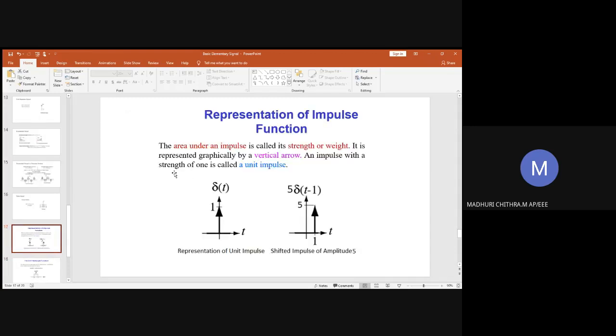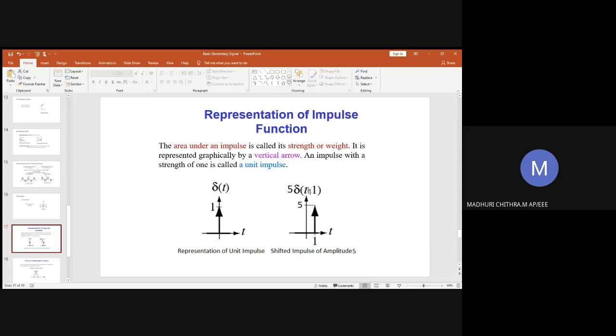Next, representation of the impulse function. How will you represent the impulse function? The area under an impulse is called its strength or weight. It is represented graphically by a vertical arrow. An impulse with a strength of 1 is called a unit impulse. For example, del of t is 1 at t.